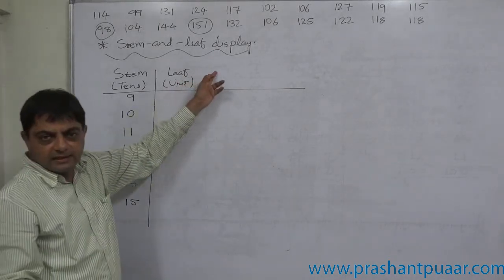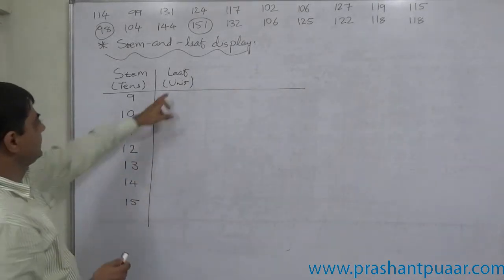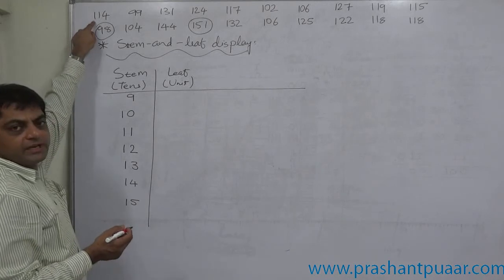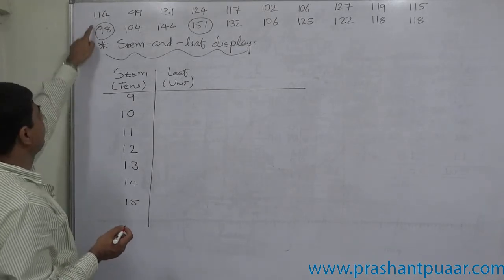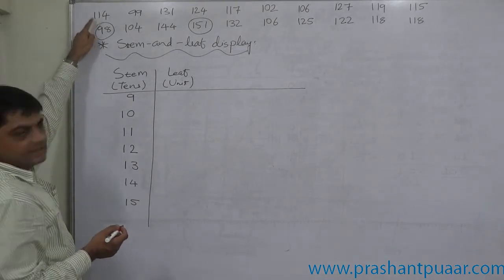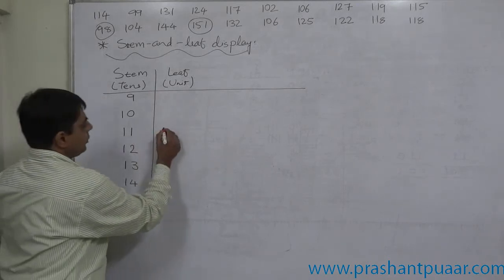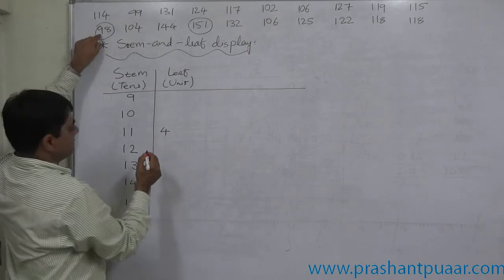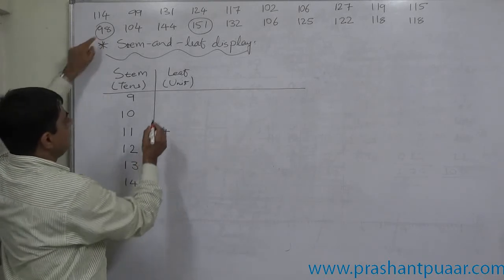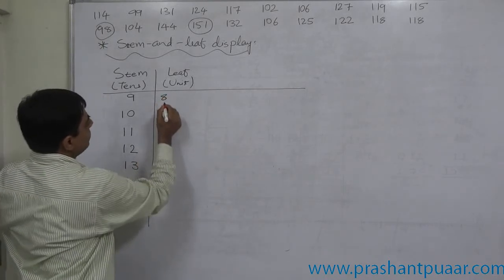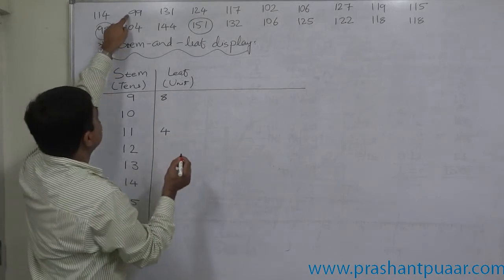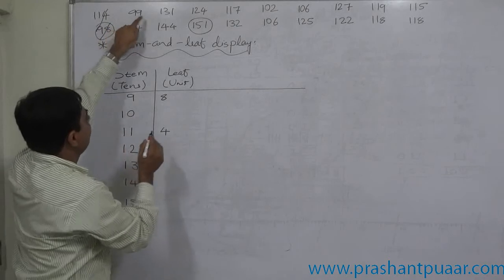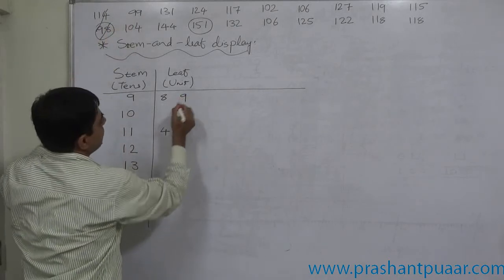Leaf, single, rather unit digit. First number is 114. So 11 tens and 4, 4 against 11. 98, 9 tens and 8, so 8 against 9. 99, 9 tens and 9, so 9 against 9.